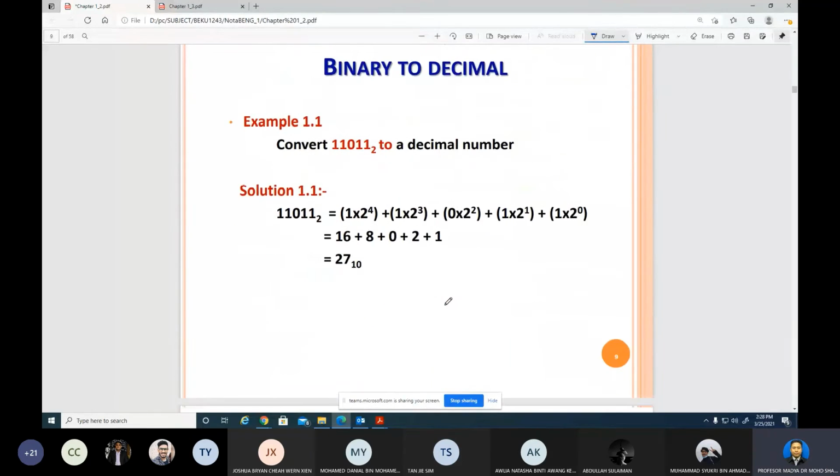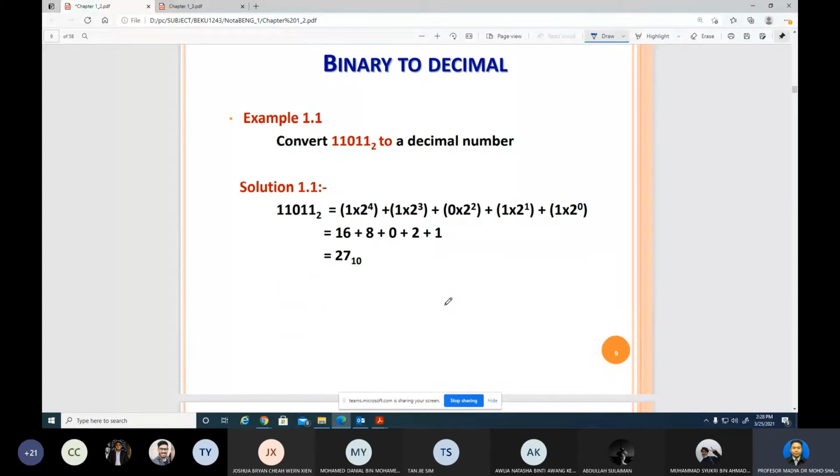Alright, so this is binary to decimal. As I mentioned, you can use your calculator straightforwardly, or you can use this method. For example, we have this sequence of positions 0, 1, 2, 3, 4, 5, and so on. So you can see the binary will be 1, 1, 0, 1, 1.